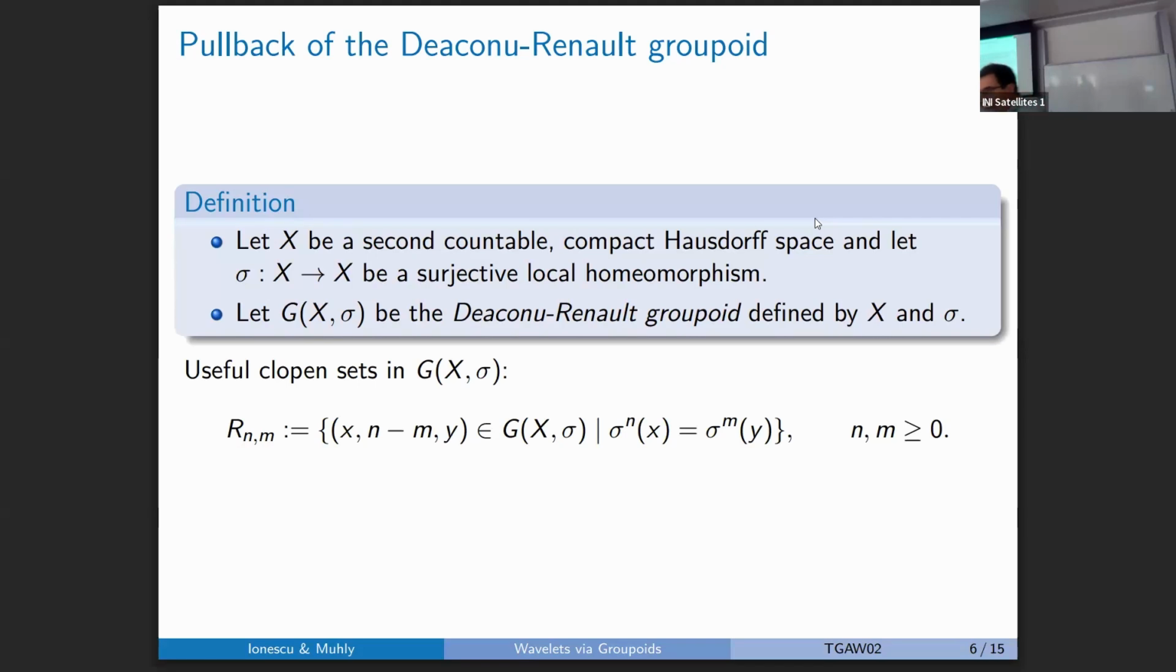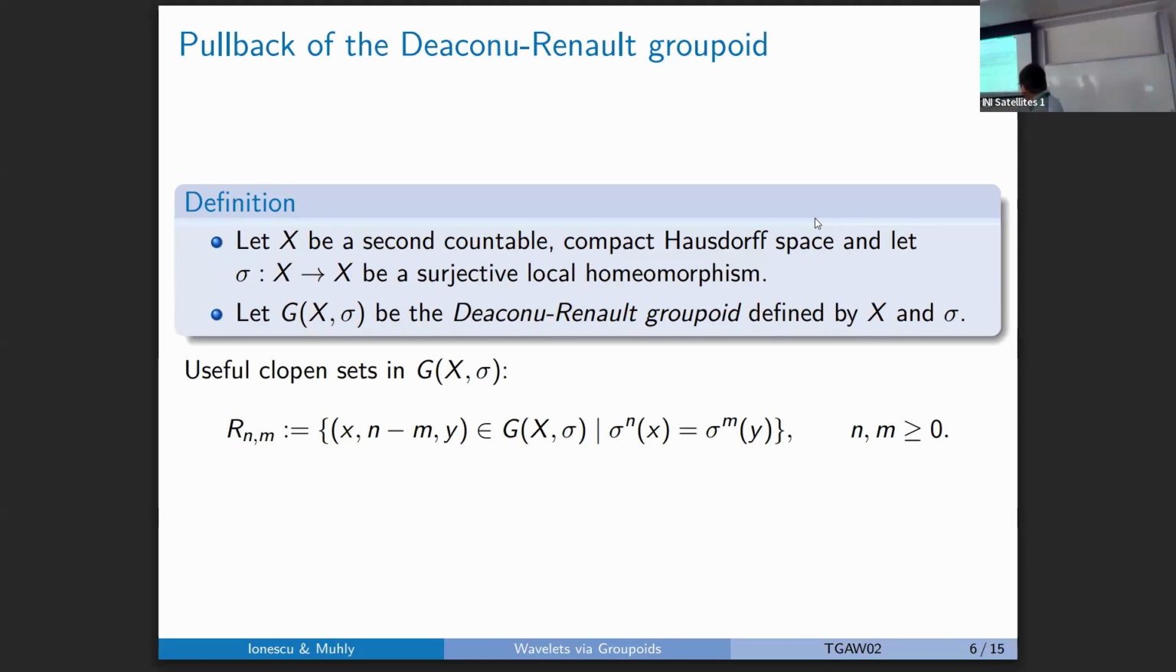When n equals m in general, you get the equivalence relation, and they form an increasing sequence of equivalence relations. And when n is 1 and m is 0, this is basically the graph of sigma, and the indicator function of that will be a scalar property. They will provide us the isometries that we need. So that's the starting groupoid.